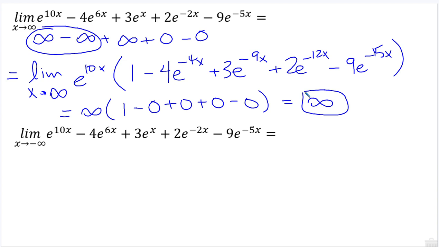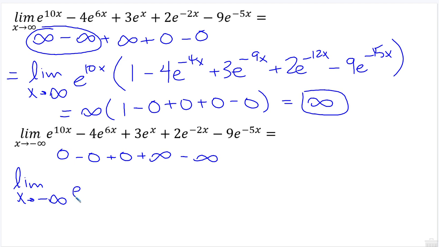And with this next one, same idea is going to apply, except now we're approaching negative infinity. So right off the bat, the ones with positive exponents are actually the ones that are zeros. This is 0 minus 0 plus 0. But then this becomes plus infinity minus infinity, which is indeterminate. So we'll do our little bit of extra work, which in this case, when we're approaching negative infinity, we're going to flop this around. Instead of factoring out the largest positive exponent, we're going to just factor out the largest negative exponent. So I'm just going to take out an e to the negative 5x.